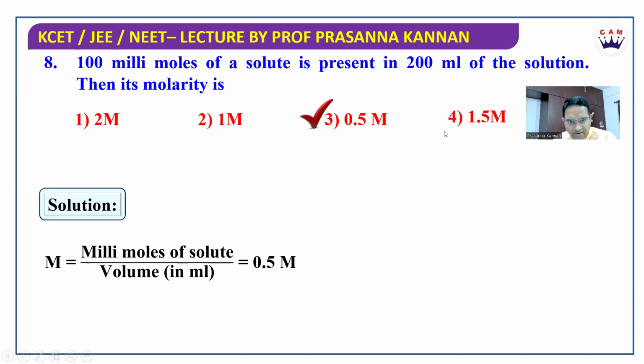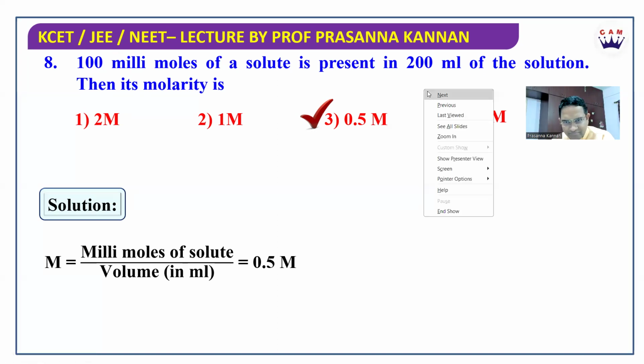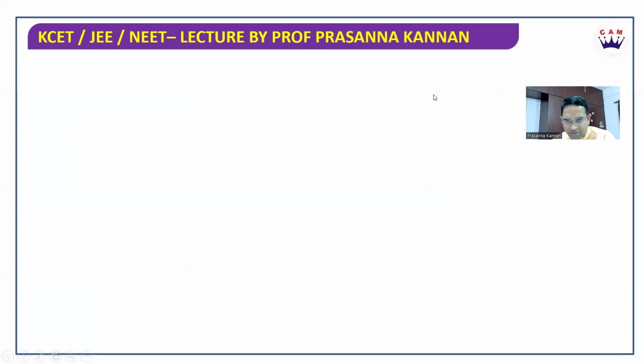I hope everybody is clear, guys. We'll move on to the next one. So millimoles means 10 power minus 3, right? Yes, Levin. Okay, next question.